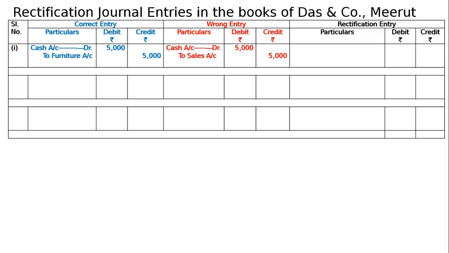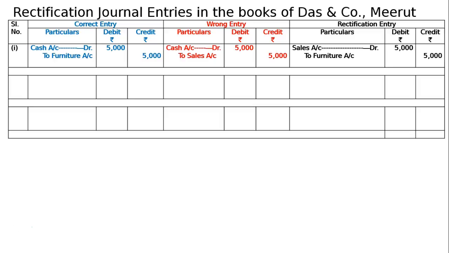This mistake is to be rectified. The sales account in the credit will be nullified if you debit this sales account, and we have to bring furniture in the credit. Hence, sales will go, furniture will come: sales account debited to furniture account. The rectification entry is: the sale of furniture worth rupees 5000 passed through the sales book by mistake is rectified through this journal entry.